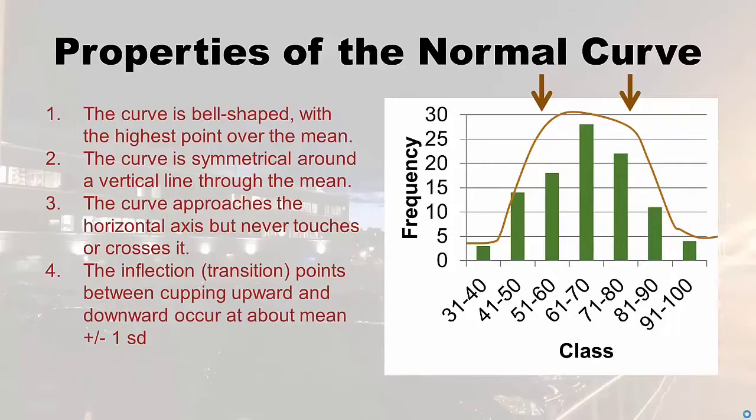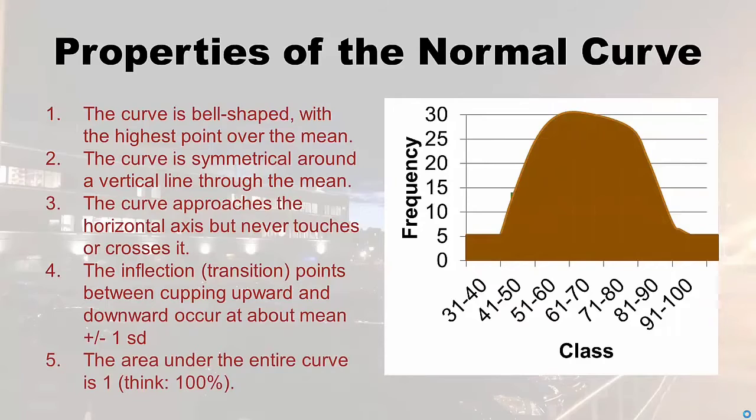And so as you're going over in your roller coaster and you're in that flat part, and then you start kind of going down, that's the second inflection. So that's what it's saying about the property of this curve: you have these inflection points like that, and they roughly occur at plus or minus one standard deviation above and below the mean.